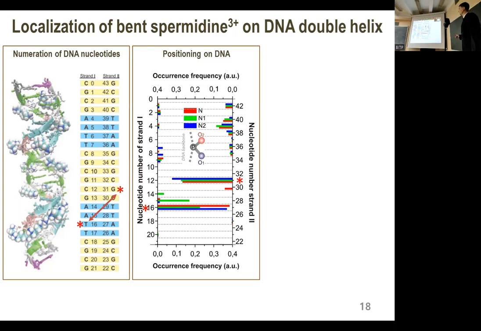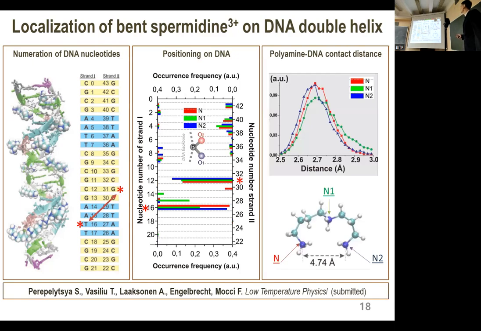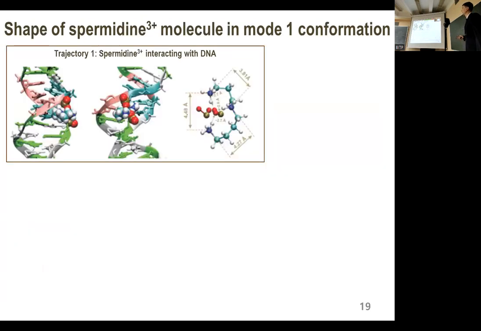And at these positions, the polyamines are almost in direct contact with oxygen atoms of the phosphate group. You can see the distribution of the contact distance. It is 2.7. This is a very close contact.